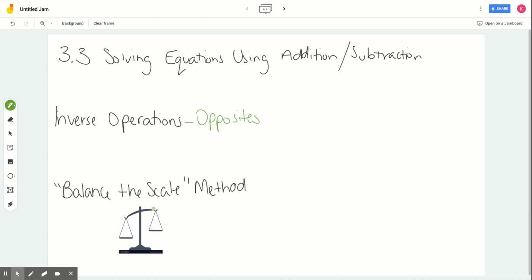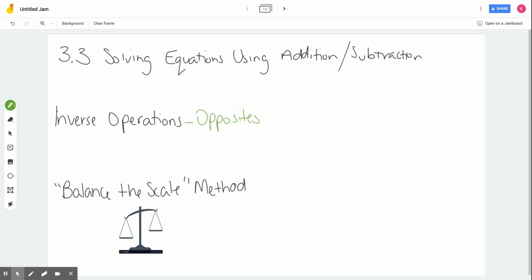We will be using a method called balancing the scale for solving equations. This is the method we're going to use, and you will continue to use this method over the next several years as you learn about equations. Here I have a picture of a scale just to help you imagine. The balancing the scale method says that whatever happens on one side has to happen on the other side. When we're talking about one side versus the other side, we're talking about the two sides of the equal sign.